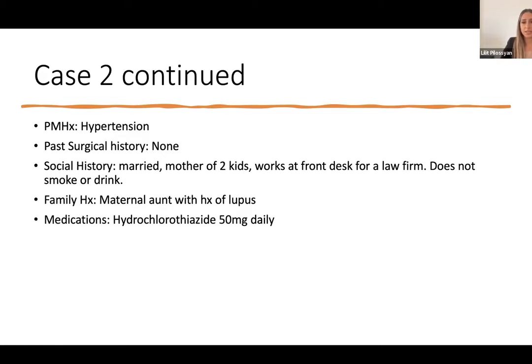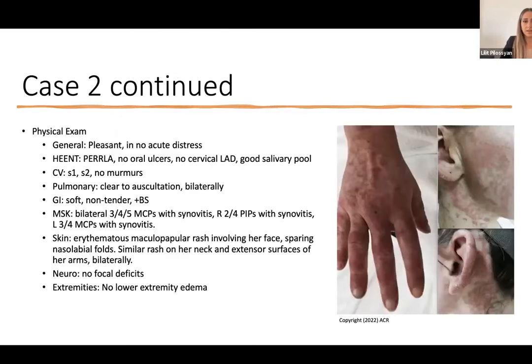Her past medical history, she just has hypertension. She's married, has 2 kids, works at the front desk of a law firm, doesn't smoke or drink, and family history is significant for a maternal aunt with a history of lupus. Her physical exam is most notable for, again, her joints. She has synovitis in her MCPs and PIP joints. Her skin, which this isn't her, but it's a classic picture of what she looked like. It's this erythematous maculopapular rash involving her face, sparing the nasolabial folds, with a similar rash on her neck and extensor surfaces of her arms bilaterally.